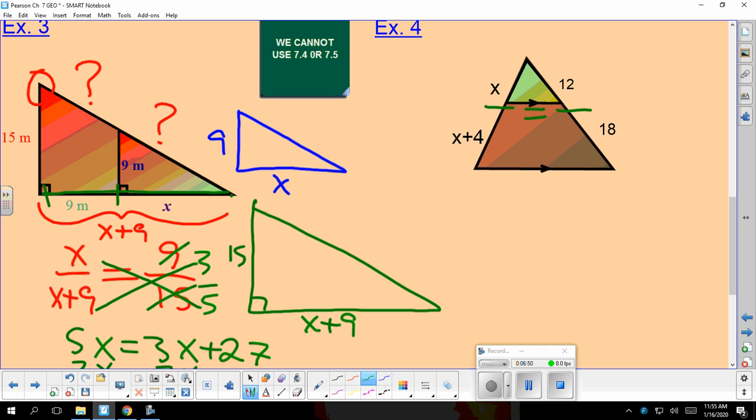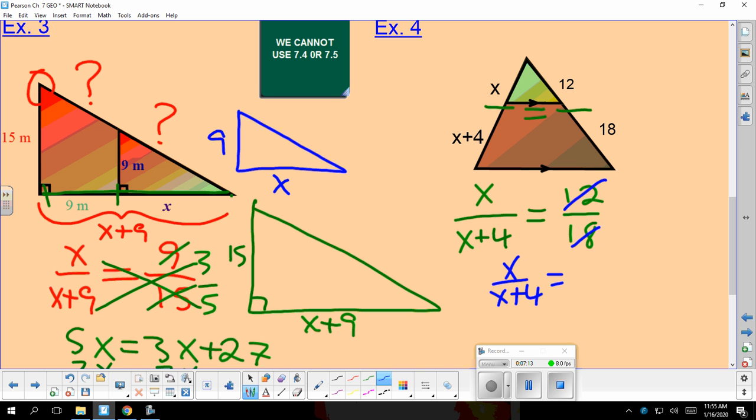Line equals line. So I get x over x plus 4 equals 12 over 18. Given that these two segments of this triangle are parallel, we know that the sides are divided proportionally. Divide top and bottom by 6. X over x plus 4 equals 2 over 3.